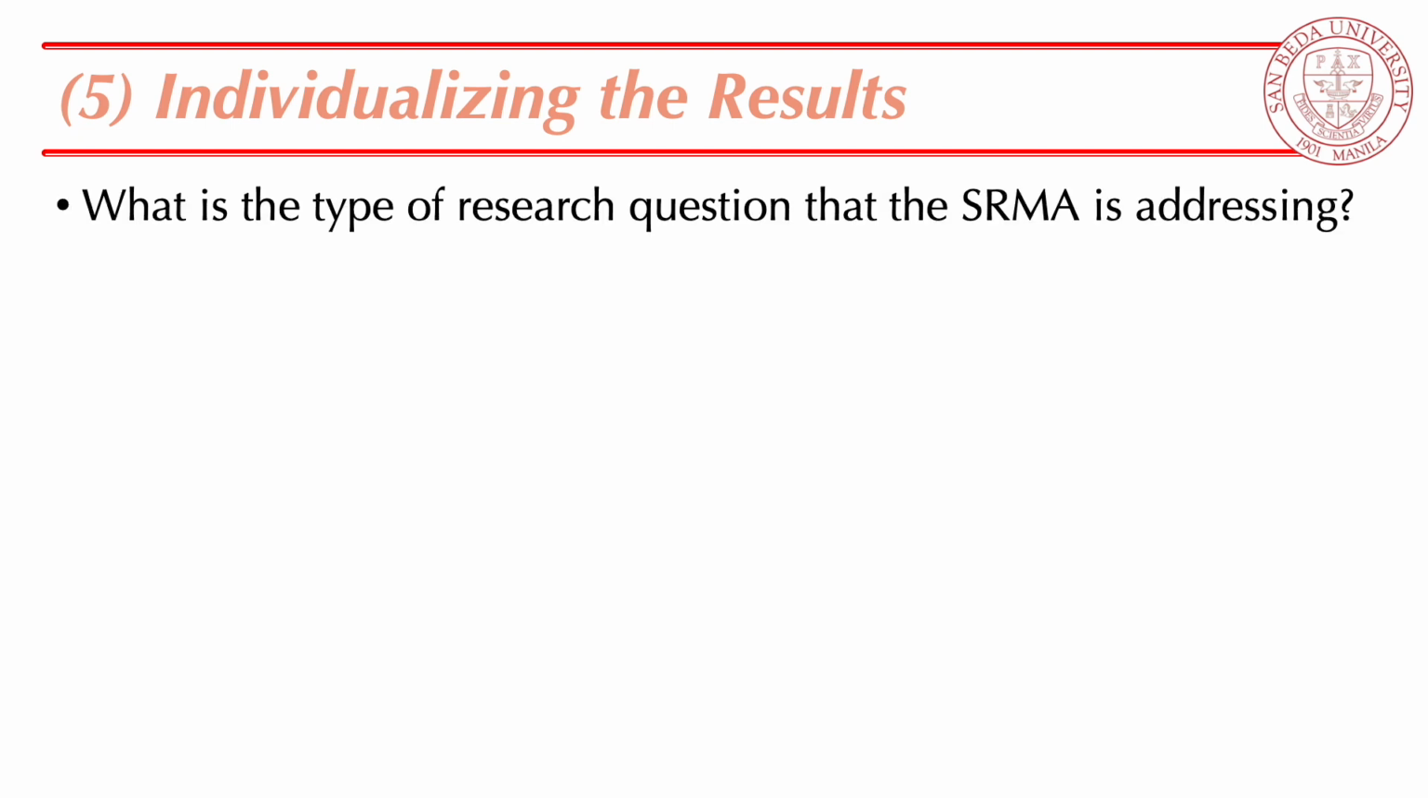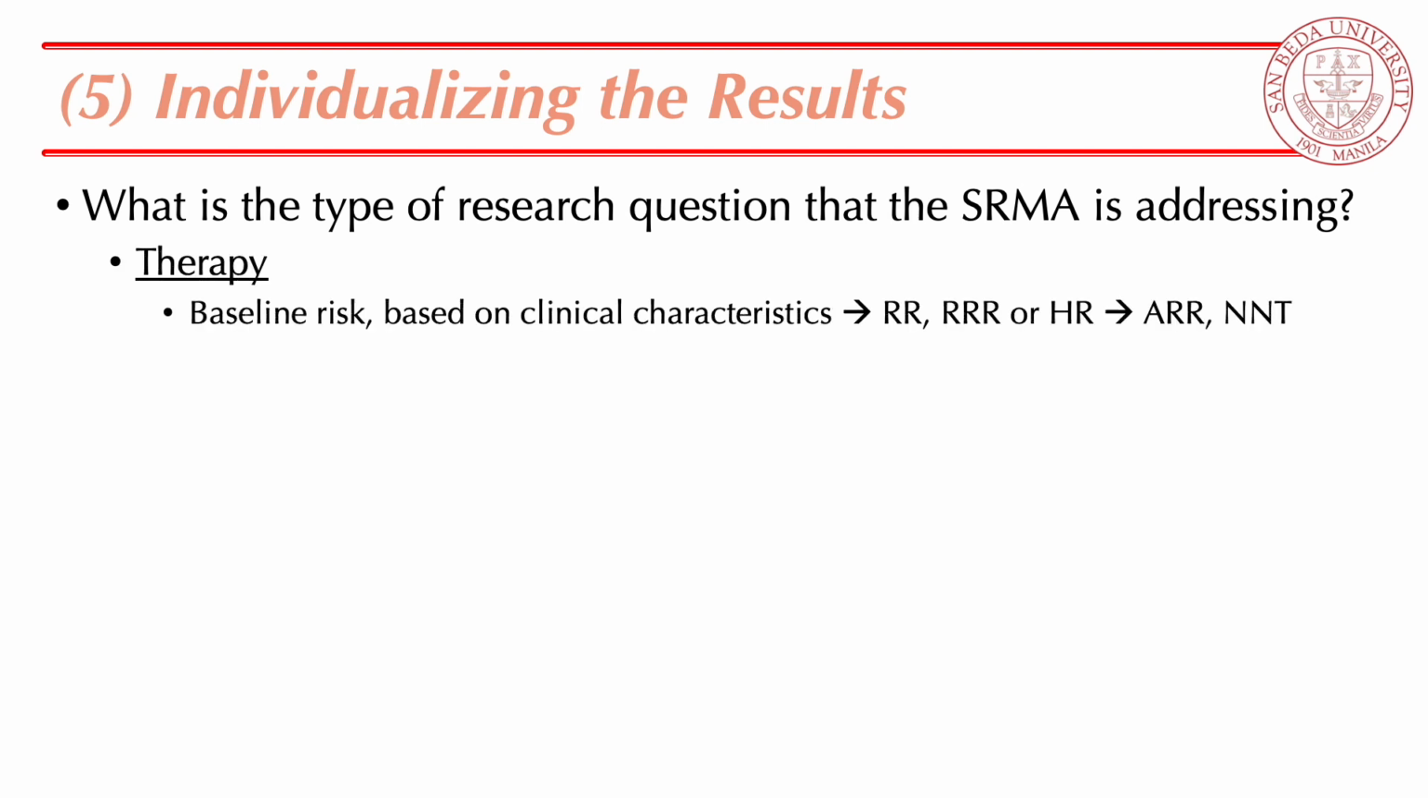Now we come to the last part of the appraisal process, individualizing the results to your patient. Application of the results of the SRMA to an individual patient or patient group depends on what type of research question that SRMA addresses. If the question is on therapy, find out what the patient's baseline risk is based on his or her clinical characteristics. Afterwards, look for the pooled relative risk reduction, or hazard ratio from the article, which you can then use to derive individualized measures, which are the absolute risk reduction and number needed to treat.